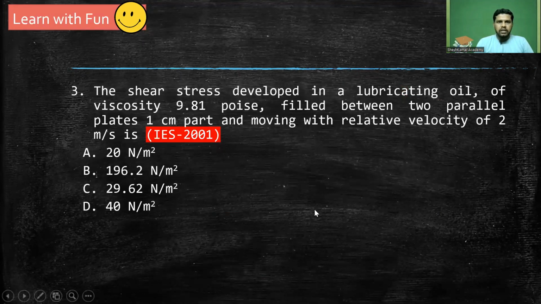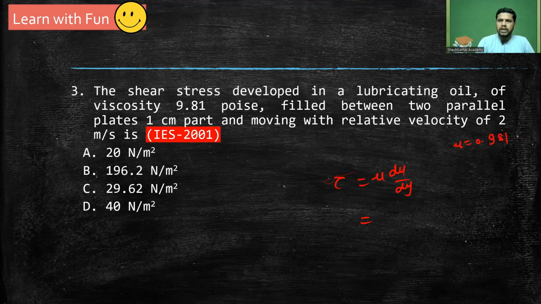Now next, the shear stress developed in a lubricating oil of viscosity 9.81 poise, filled between two parallel plates 1 centimeter apart and moving with relative velocity 2 meter per second. We have to find out the shear stress. The formula for shear stress is tau equal to mu into du by dy. The value of mu is given in poise, so convert it into SI unit. 1 poise is 1 by 10 Newton second per meter square. So mu in SI unit will become 0.981 Newton second per meter square.